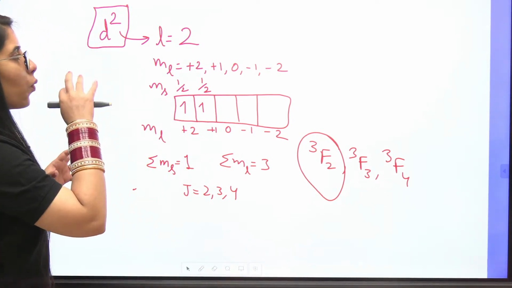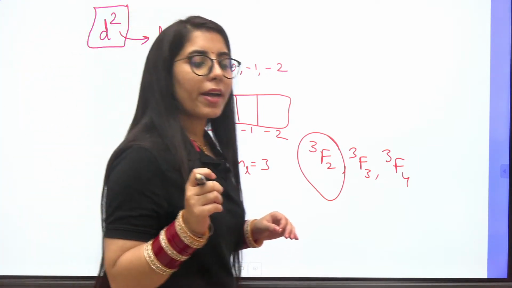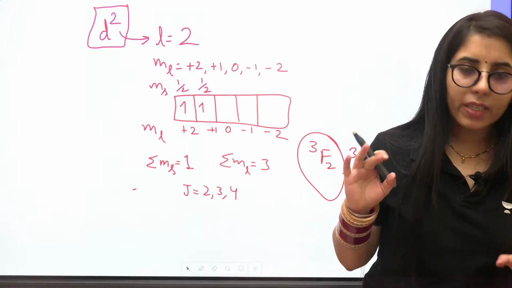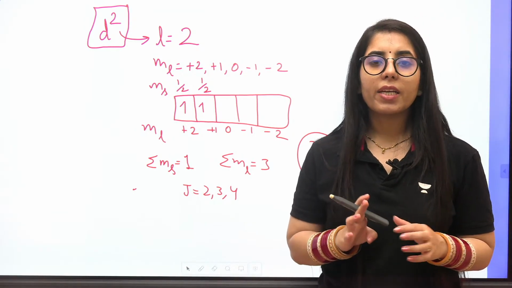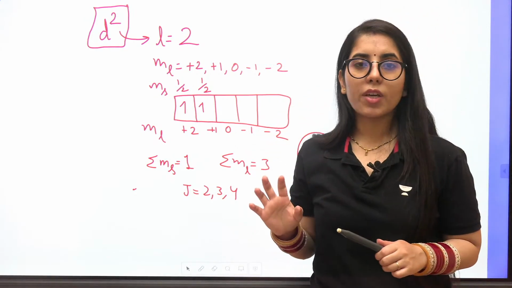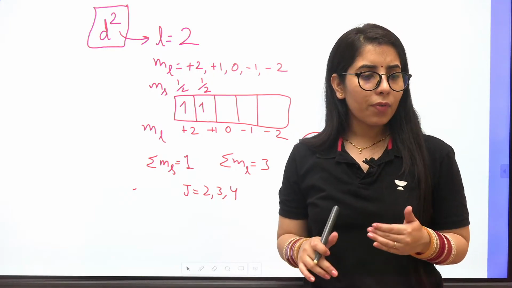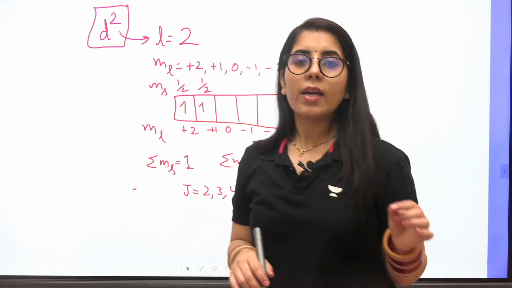Now, this was one way of finding it, okay? And this trick is only applicable for finding the ground state spectroscopic term. If anybody has any doubt regarding the steps you have to take or the whole process we have followed, you can let me know about it. And if everything is clear, that's great. Okay. Next thing.